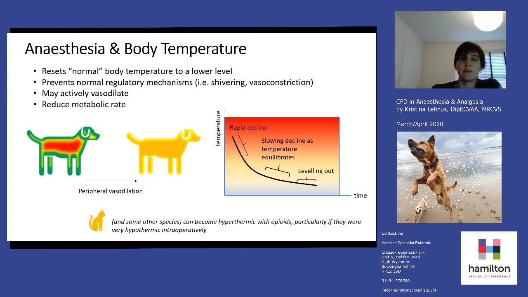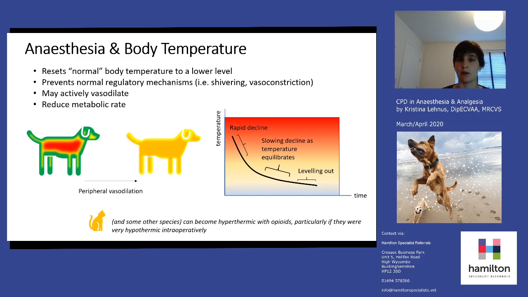So anesthesia and body temperature is a little bit complex, but basically the normal body temperature that's acceptable to your body is reset to a lower level. So your body will now accept, let's say, 36 as the new norm. Anesthesia also prevents the normal regulatory mechanisms like shivering or vasoconstriction from keeping your body temperature up. So normally if you get cold, you're going to peripherally vasoconstrict and maintain your core body temperature. But if you're using drugs like acepromazine or inhalants, for example, that's going to cause vasodilation and basically diminish your ability to counteract that heat loss.